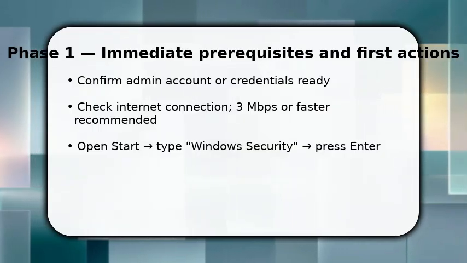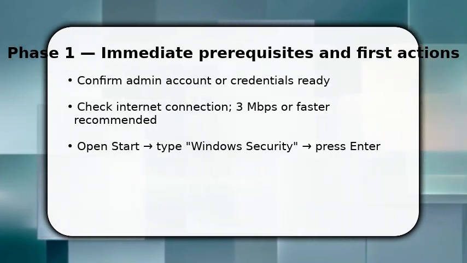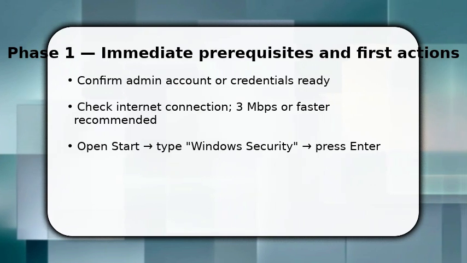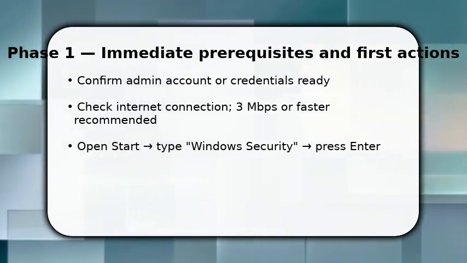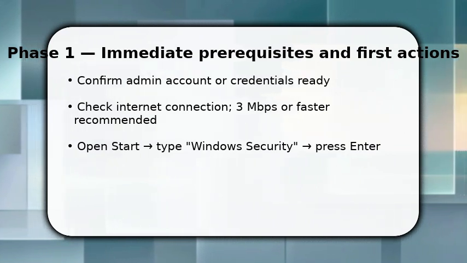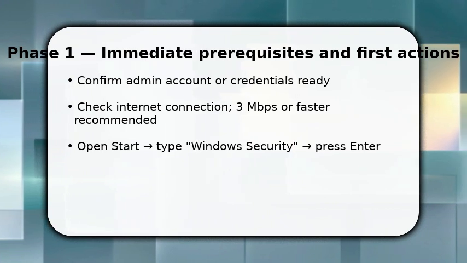You need admin rights and a working network. Once confirmed, open Windows Security now. Click Virus and Threat Protection to begin the Defender update flow. Make sure to keep other installs paused. They can lock files. If Windows updates are pending, note them. You may need a restart later.